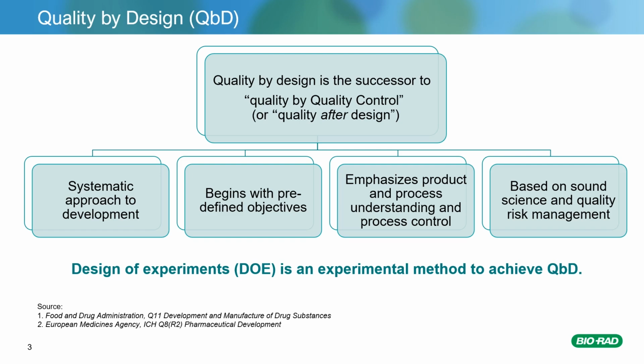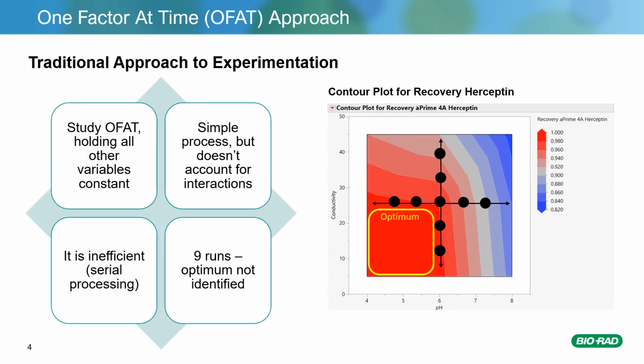The design of experiment is then an experimental method to achieve quality by design. You will see later how DOE can improve your knowledge about the purification process, quality attributes behavior, and potential interactions between tested factors. The traditional approach to experimentation is called OFAT, which stands for one factor at a time. In short, it implies changing one factor, for example pH, while holding all other variables constant. It is a straightforward approach, but it's very inefficient.